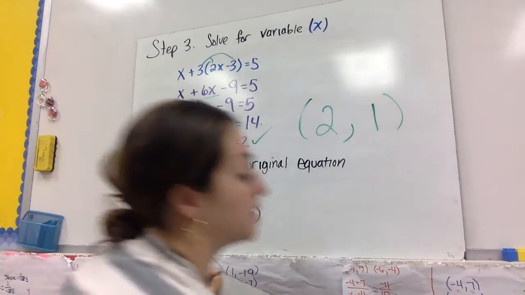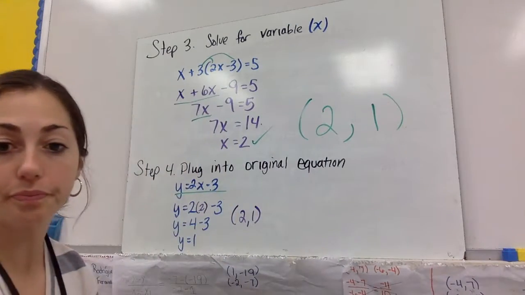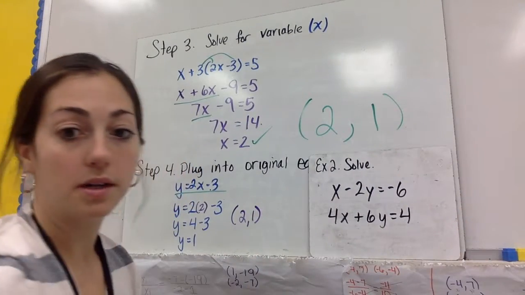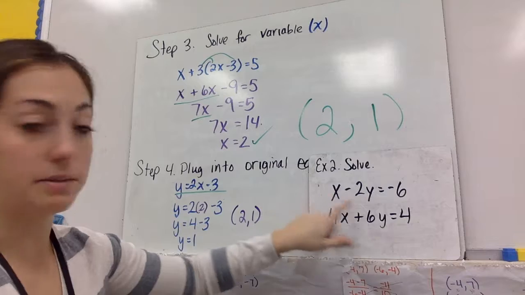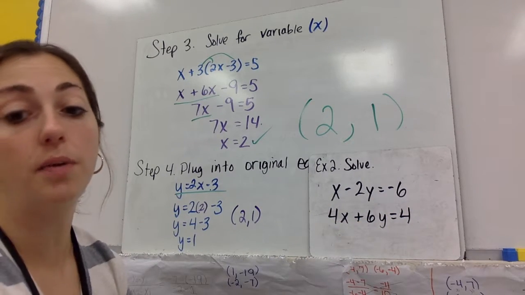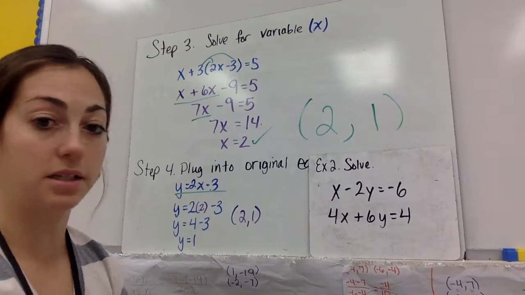So I want you to try this other problem right now. Here it is, example 2, solve x minus 2y equals negative 6, and 4x plus 6y equaling 4. Pause the video when you're done, check if you got it right.